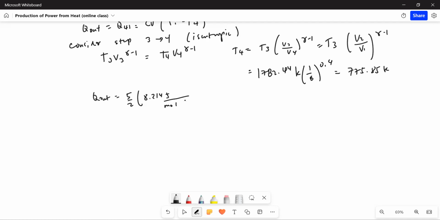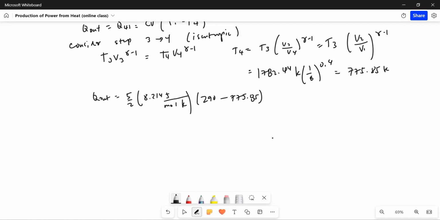Per mole Kelvin. Okay. And then delta T, which is 290 Kelvin minus 775.85. And obviously, this one is higher than 290, so we are expecting that this term is a negative value.